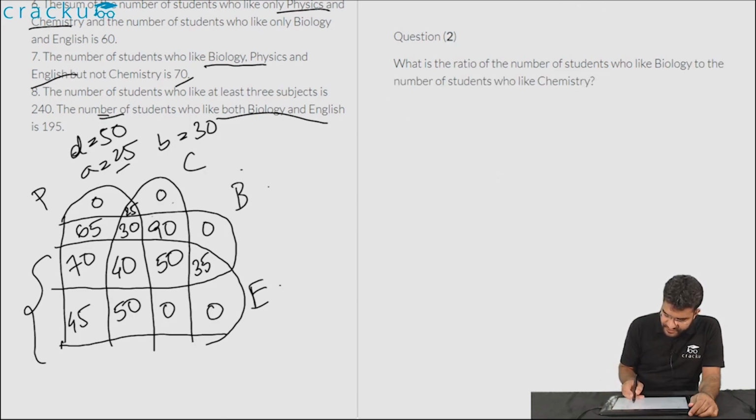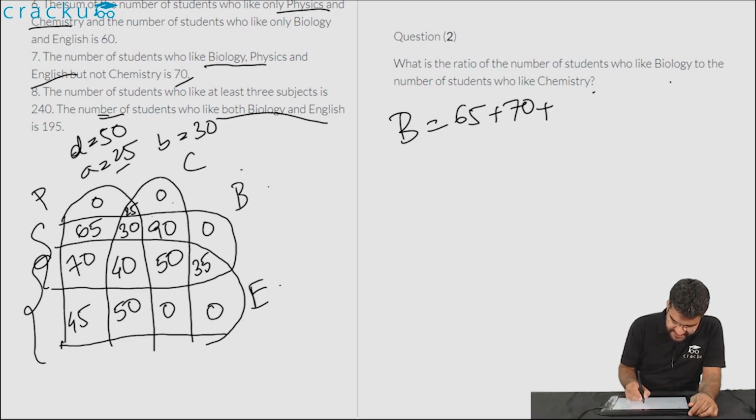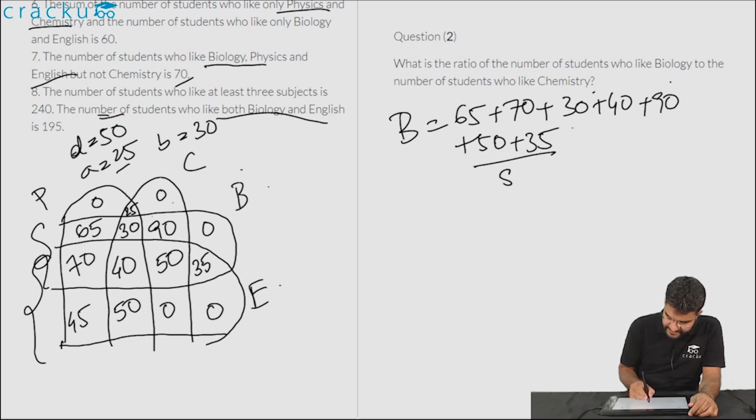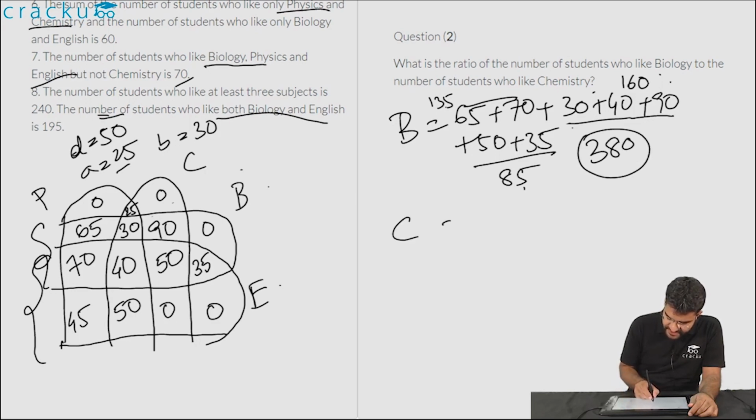What is the ratio of the number of students who like biology to the number of students who like chemistry? Let us calculate the number of students who like biology first. It will be in this region. So that will be 65 plus 70 plus 30 plus 40 plus 90 plus 50 plus 35. So this is 85. This is 135. This is 70 plus 90 is 160. So 135 plus 85 is 220 plus 160 is 380. So biology is 380.